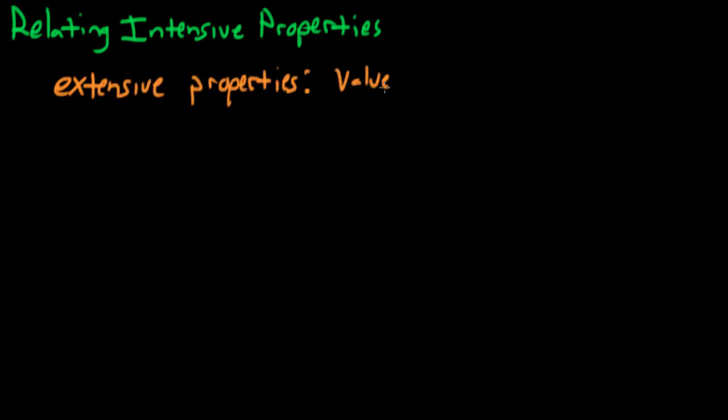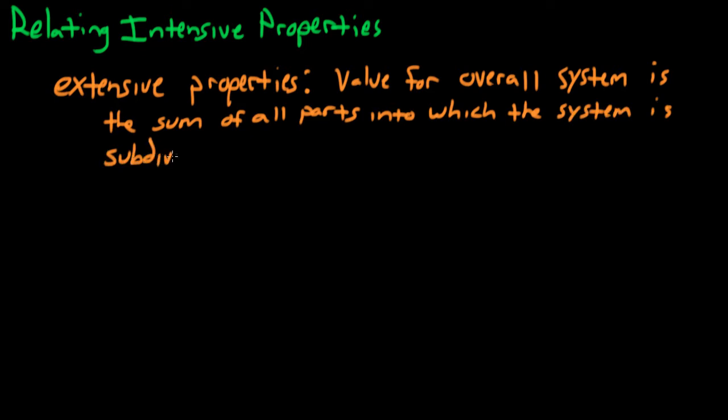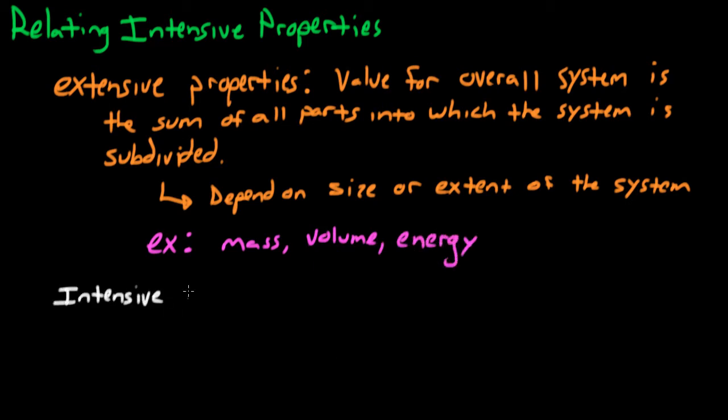In this mini lecture, we're going to talk about relating intensive properties. Let's first remind ourselves what intensive properties are. Remember, we have two types of properties: extensive properties, in which the value for the overall system is the sum of all the parts into which the system is subdivided. In other words, it depends on the size or the extent of the system. Some examples would be mass, volume, or energy.